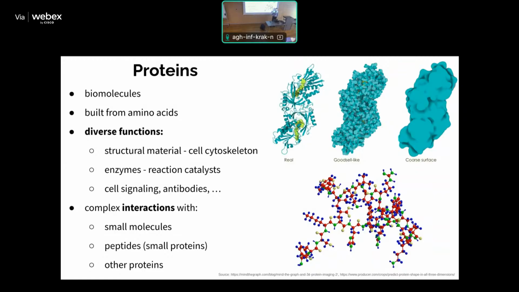So proteins. Proteins are biomolecules, larger biomolecules, right? They are built from amino acids, so we typically don't process them at the level of individual atoms, but rather see them as larger structures, and they perform very diverse functions in our bodies. Basically, they build our bodies, they regulate the processes, they catalyze the reactions in our bodies. If you want to affect what happens inside the living organism, you typically want to affect a protein that does something. And they have very complex interactions with other things, particularly small molecules, which means that we can make a small molecule and make it affect a protein.